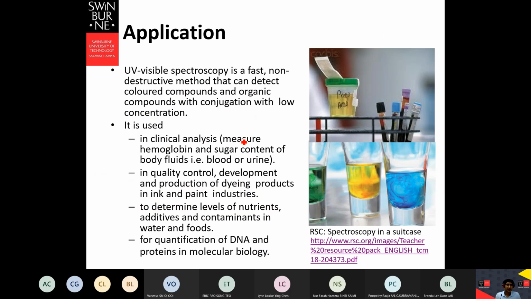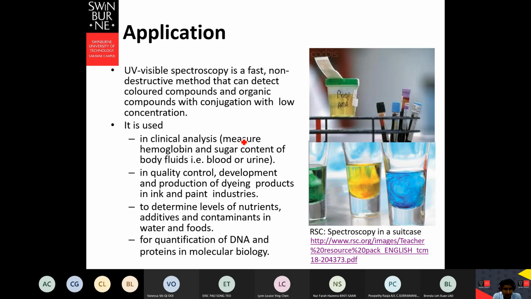UV visual is very fast and non-destructive, as I said, and can detect colored compounds and organic compounds in conjunction, even at low concentration. But the only thing is it has to have some color. If it is very low or has no color, it will not detect anything. It will not give us anything.